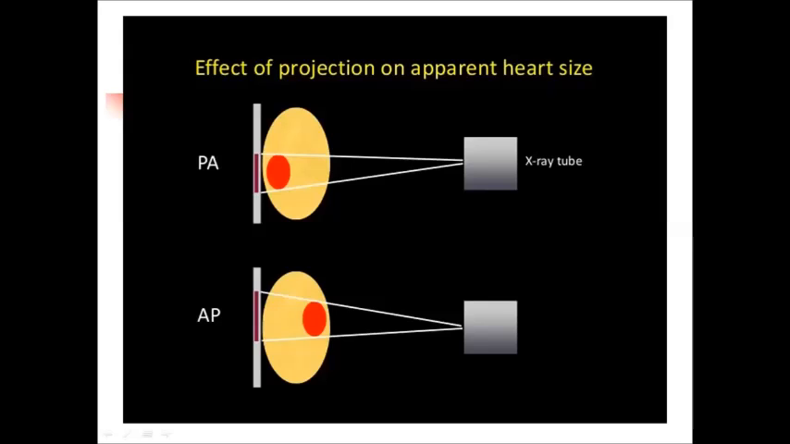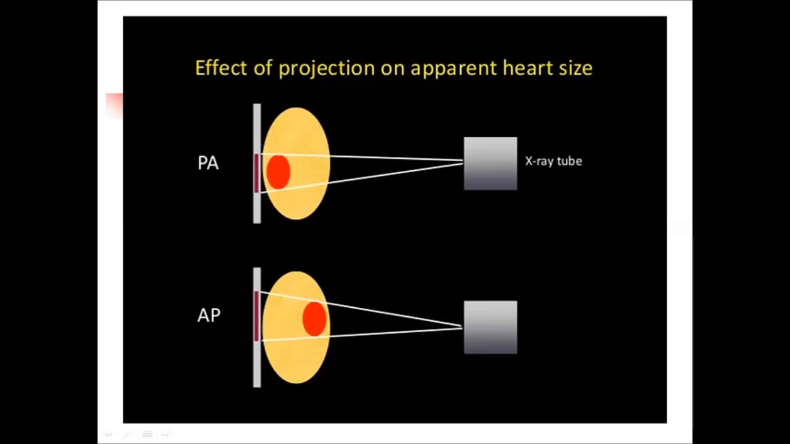Effect of projection on apparent heart size. Projection is very important because, look at this picture and compare the size of the heart, which is shown in red, if the patient is placed with the heart near the detector and at some distance from the detector.